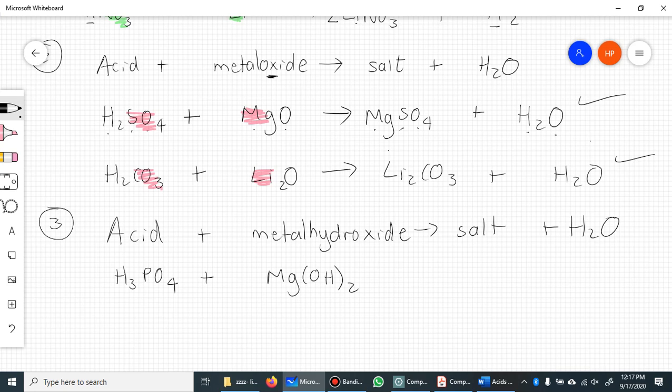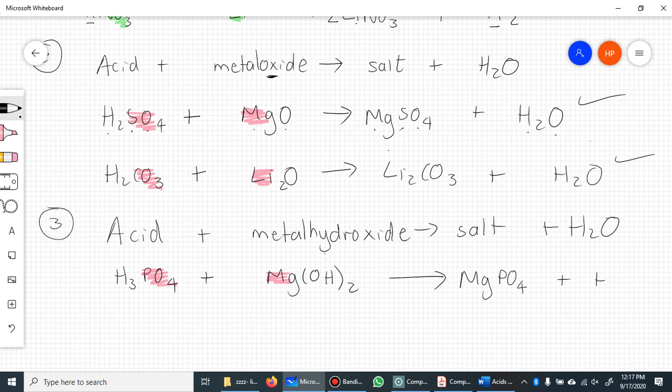Now the reason my hydroxide is written in a bracket like that is because magnesium's charge is +2 and hydroxide is -1. So when I cross multiply, it gives me that. So that ends up giving me my salt. And you can do this every time. You can highlight your metal and the negative part of your acid. So it gives me Mg phosphate.